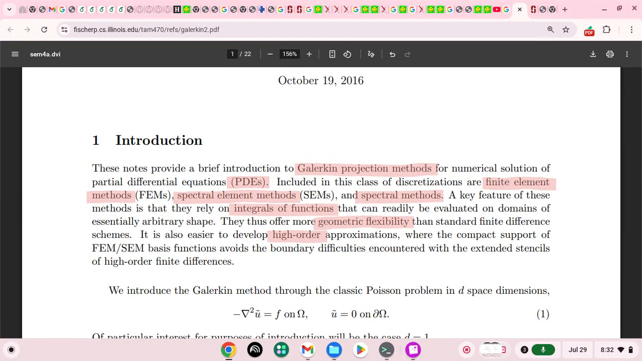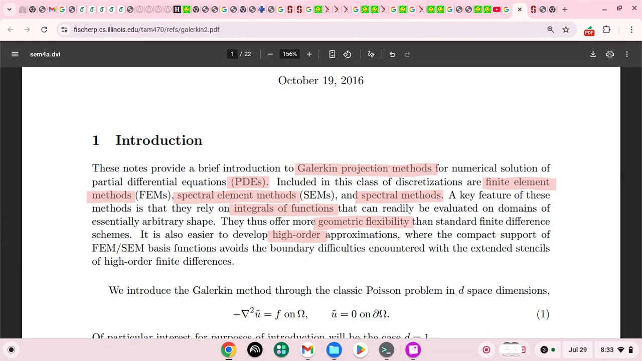Hi all. Today we give a brief introduction to the Galerkin projection method, which is fundamental to many numerical discretization techniques for solving partial differential equations, like the finite element method, spectral element method, and spectral methods. These numerical discretization methods have geometrical flexibility and also incorporate higher order approximations in a very efficient manner in comparison to a structured finite difference or higher order finite difference method.